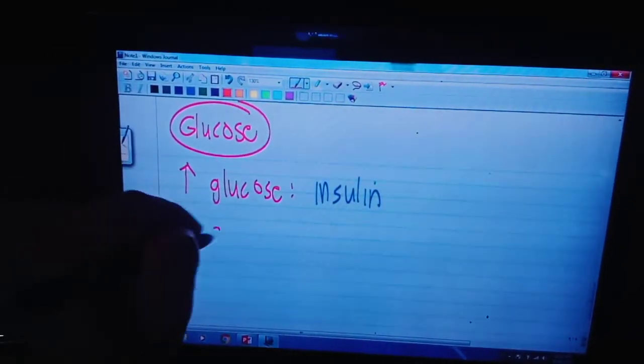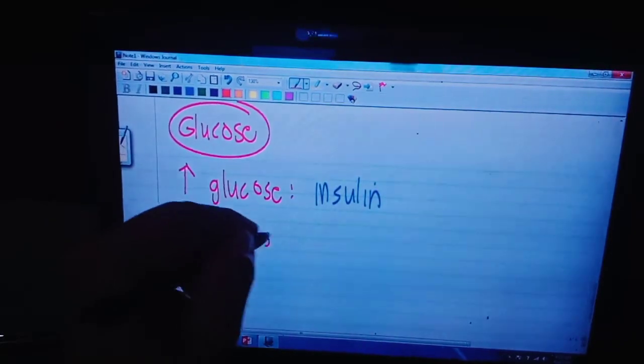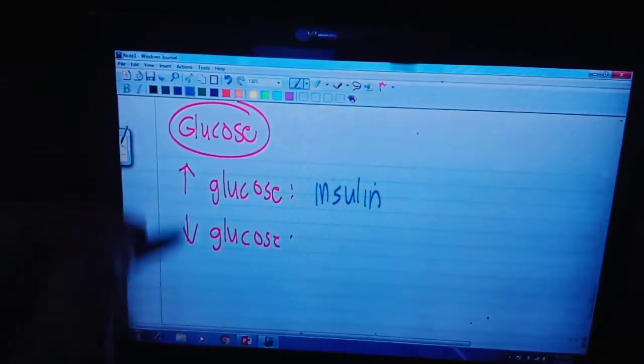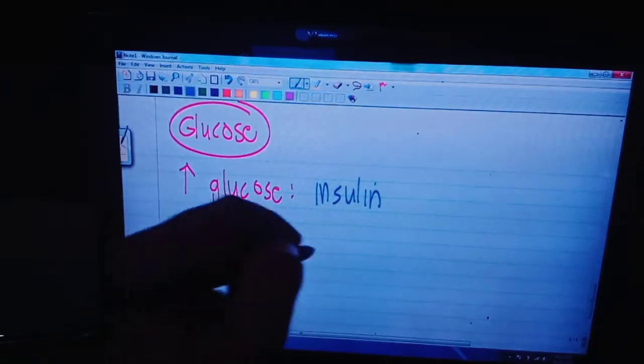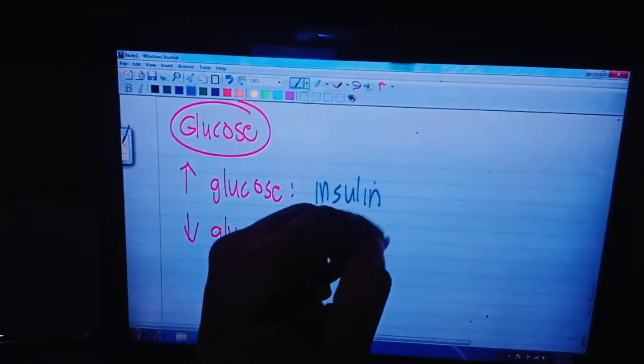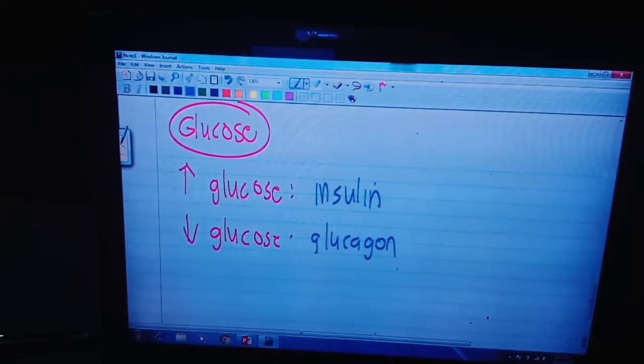Whereas kapag ang glucose, your blood sugar is low, on the flip side, if your blood glucose is too low, what hormone is produced as a counter response? Your glucagon. Ayan. Counter response lang. Restore into a homeostasis. Yun lang naman yung negative feedback na tinatawag natin.